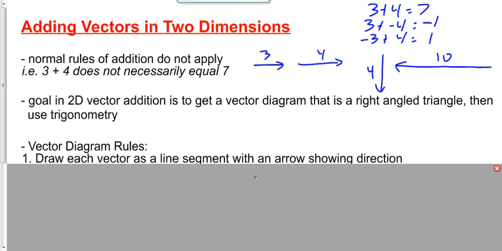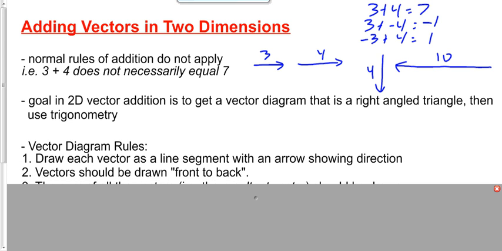A vector is a line segment with an arrow on the end of it that shows direction. Notice this 10 to the west, I don't have a negative in front of it. Why not? Well, the negative is meant to show direction. I already have direction shown here, right? How, Isaiah? With the arrow. So I don't need the negative on there when I'm drawing it as a vector graphically, because the arrow shows that direction already. So you got to draw each of them as a line segment with an arrow showing direction. In other words, you got to draw each of the vectors.